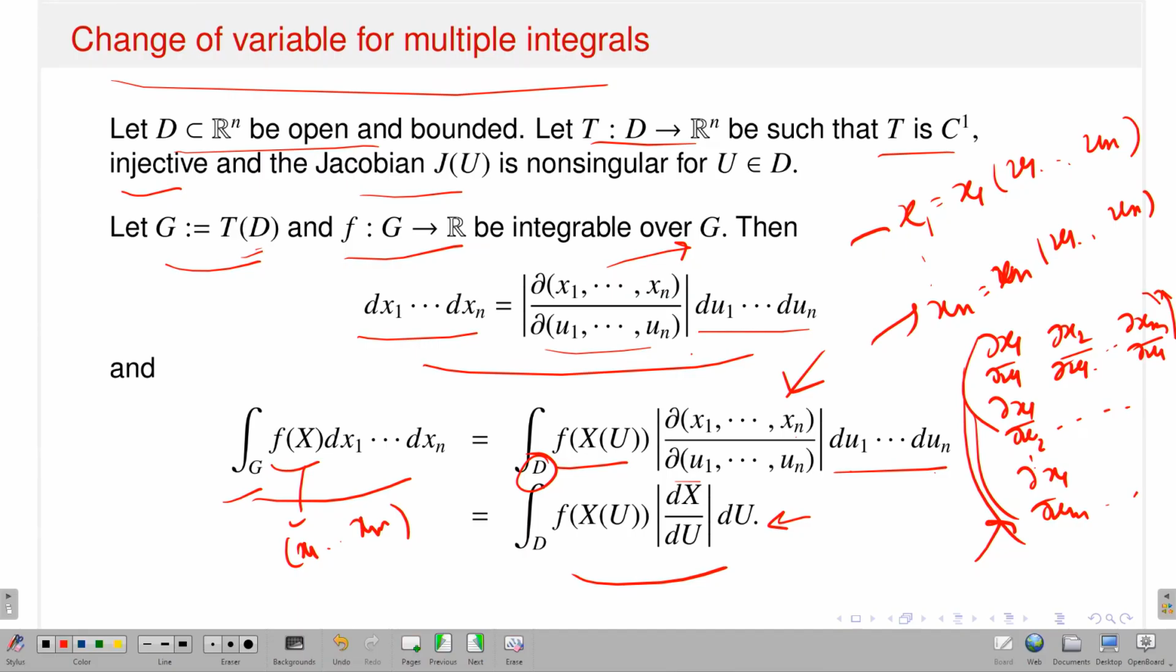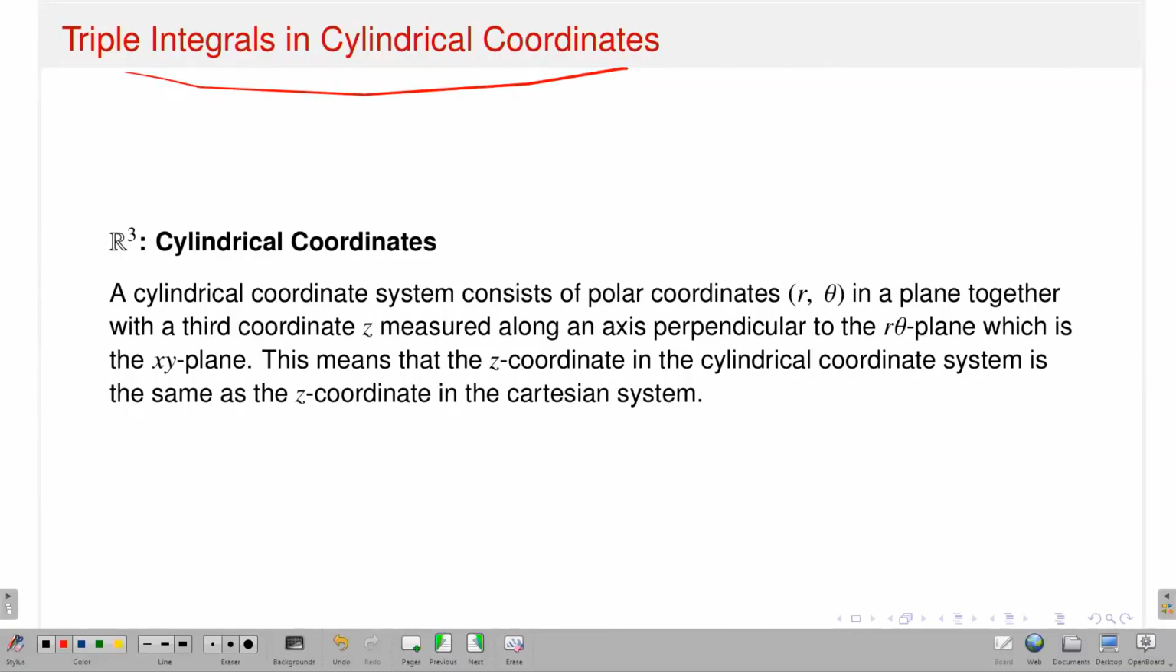Now, in the special case, in the 3-dimensional Euclidean space, I have a Cartesian coordinate system, along with that I have a cylindrical coordinate system and a spherical coordinate system. Let us see if I change this Cartesian coordinate system to the spherical or cylindrical coordinate system, how the change of variable formula or what sort of integral will transform. So, that we will see. That is what I have written, triple integrals in cylindrical coordinates.